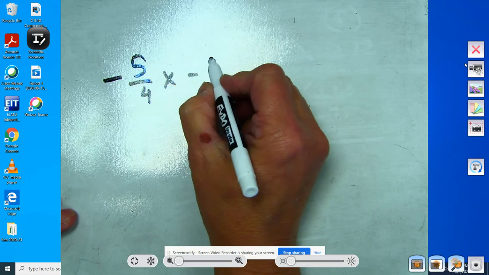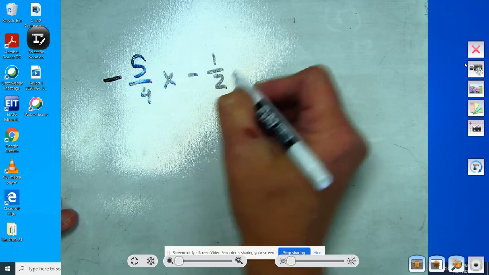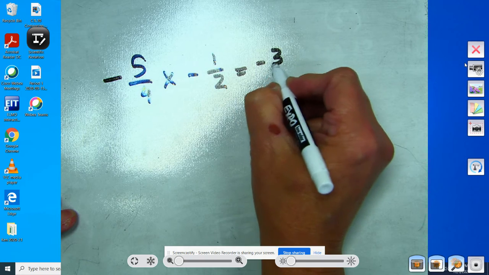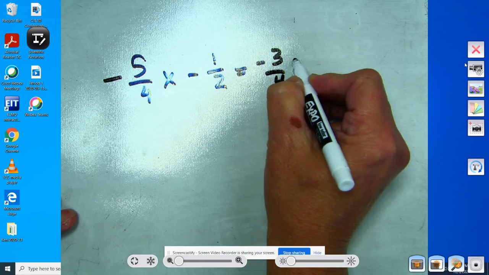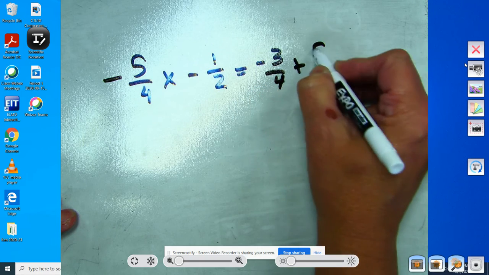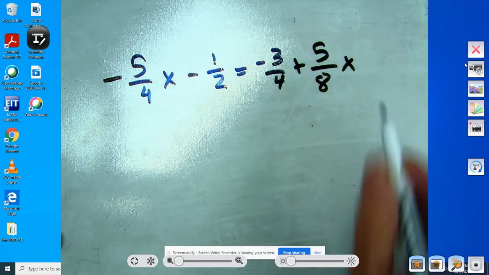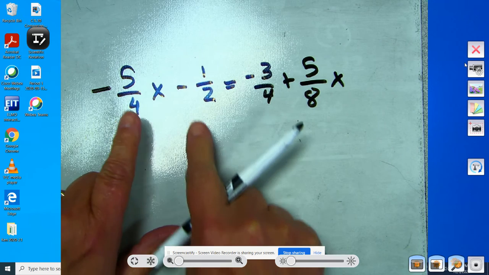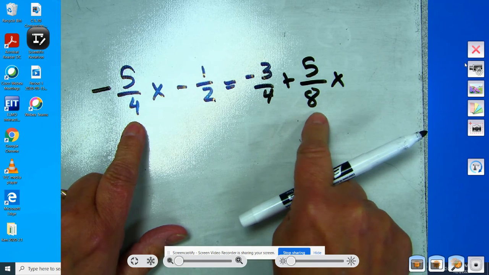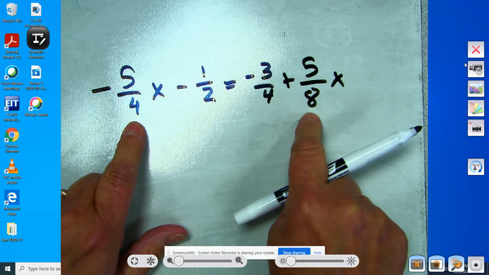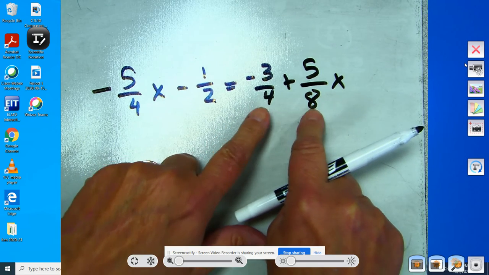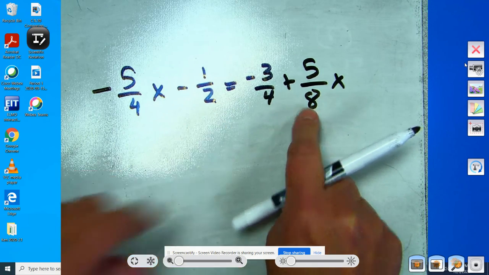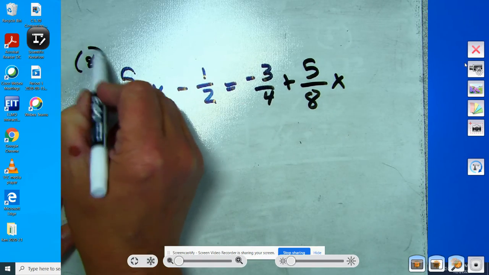Negative 5 over 4x minus 1/2 equals negative 3 over 4 plus 5 over 8x. Okay, so our denominators are 4, 2, 4, and 8. The lowest common denominator would be 8, because 8 is divisible by 8, by 4, and by 2. So we're going to multiply through by 8.